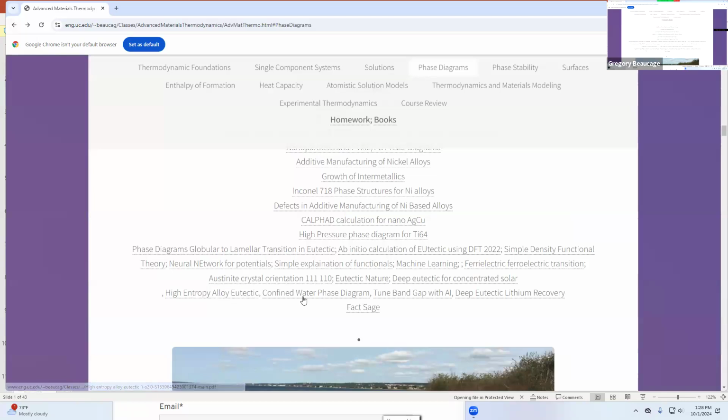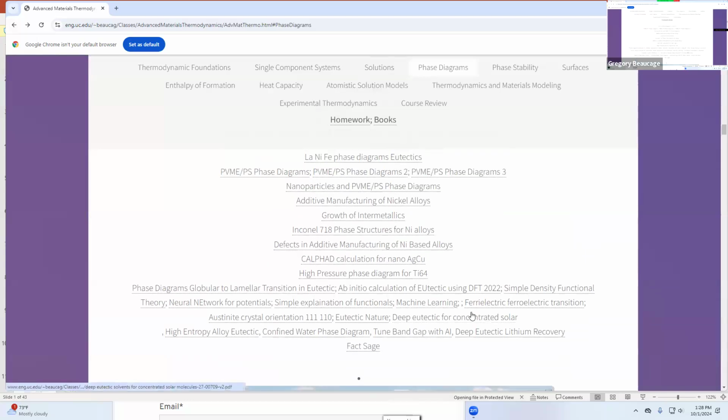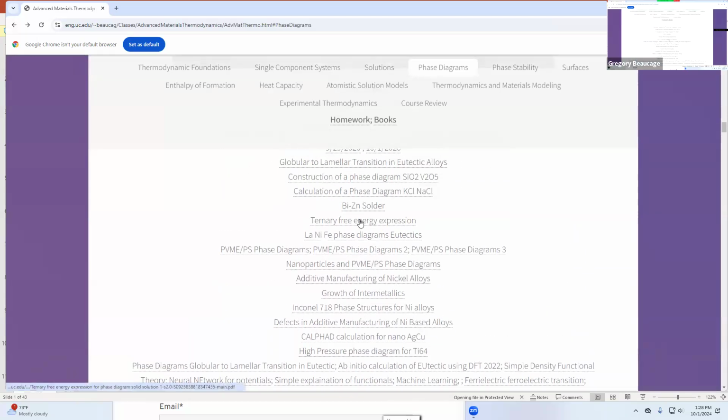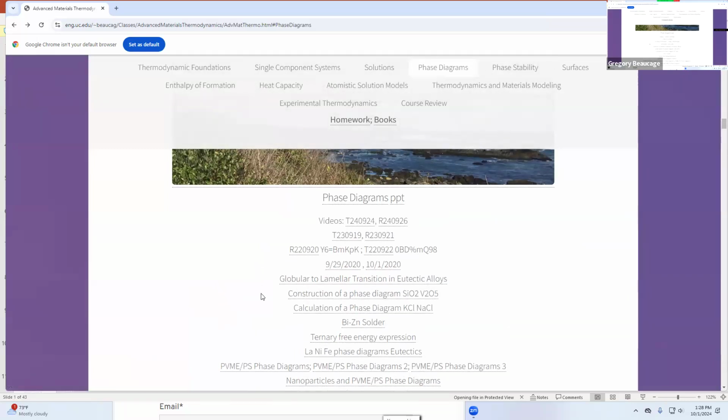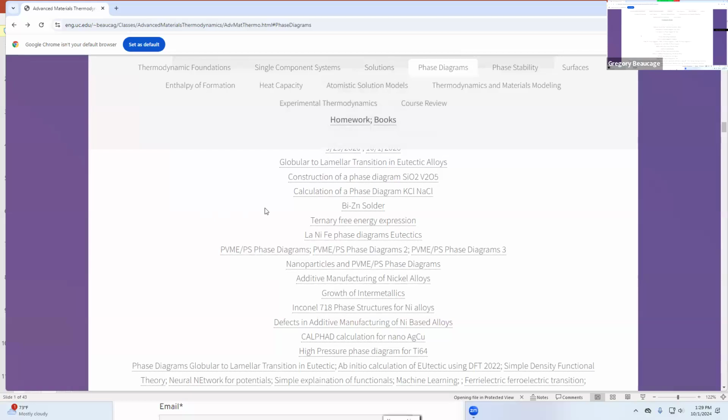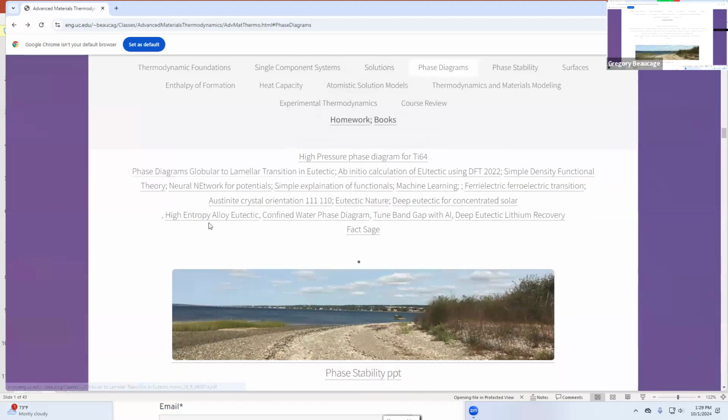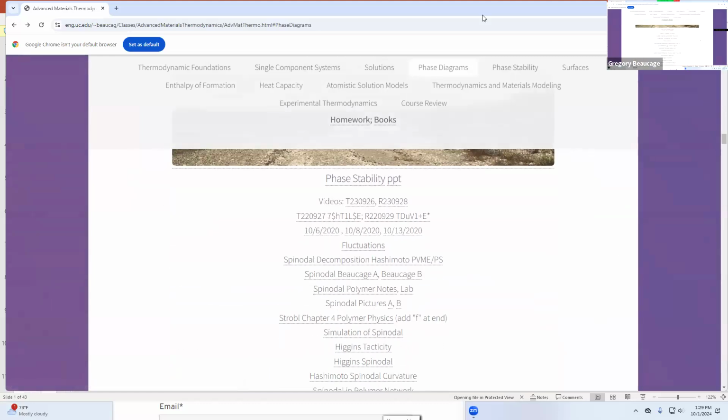There's a lot of phase diagram papers here. I don't know, I stuffed them in here for one reason or another. The CalPhaD ones, I think we did that for homework before. Like we downloaded CalPhaD and calculated the solder lead-tin phase diagram or something. But anyway, I guess that's about it for that business.